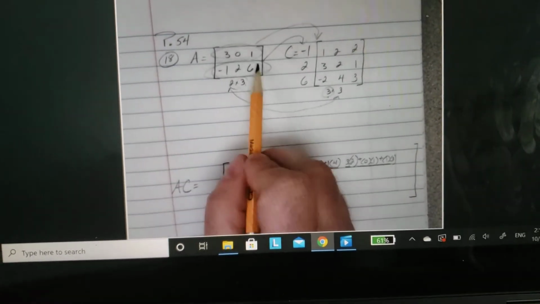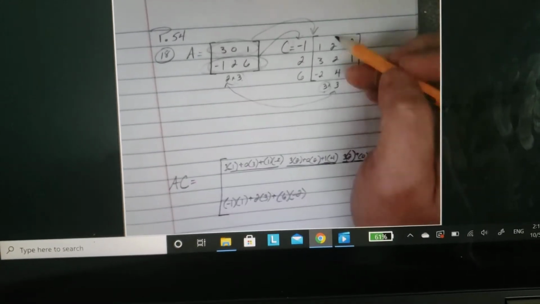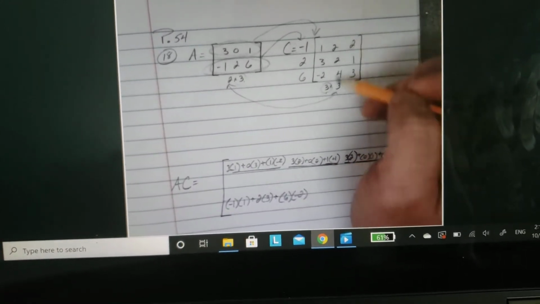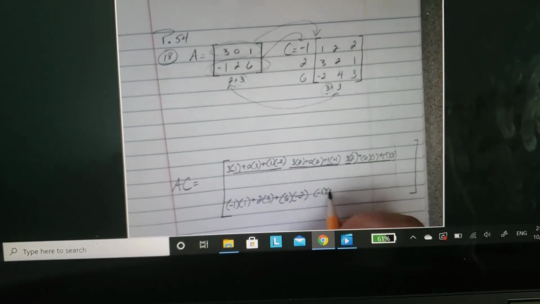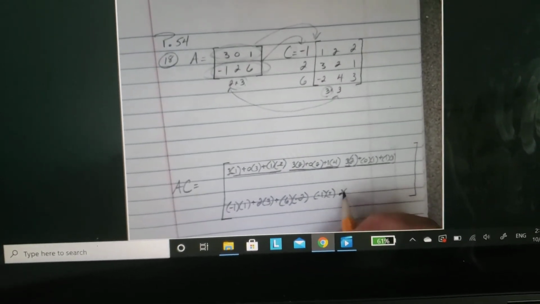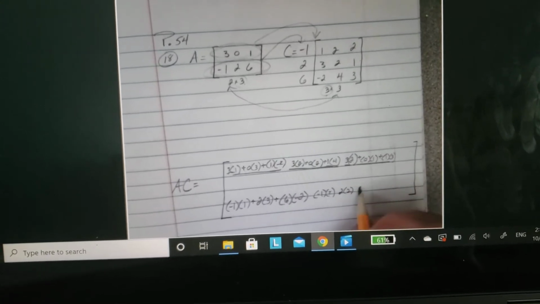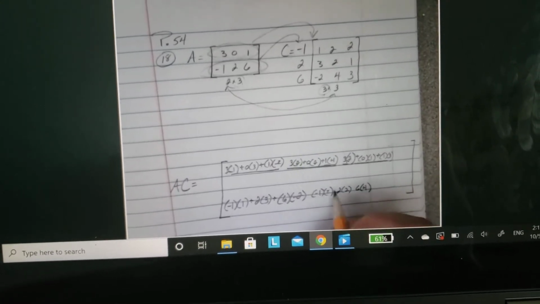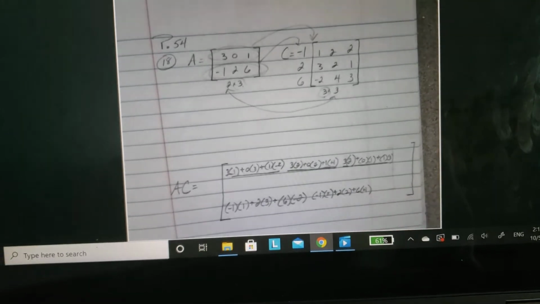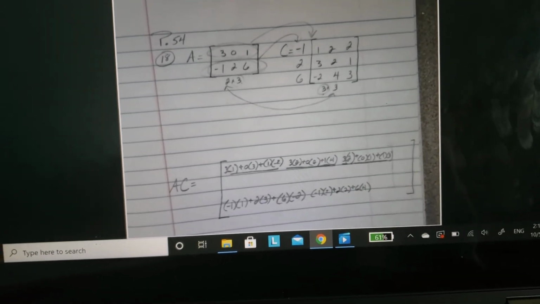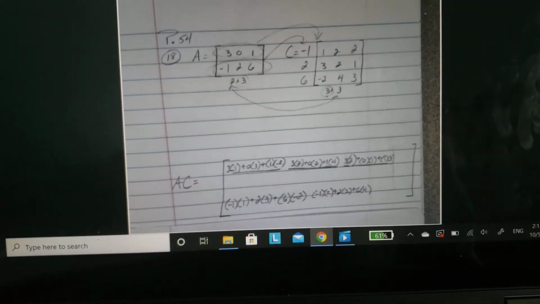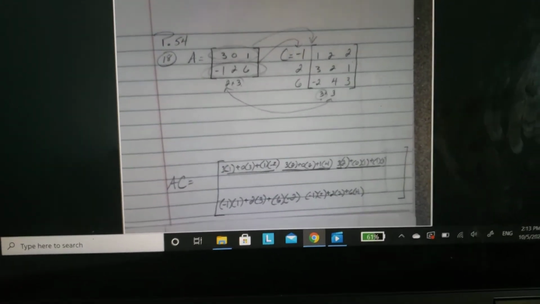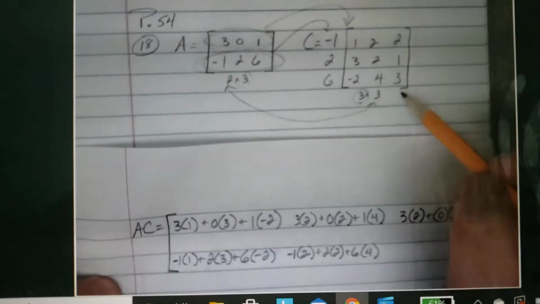If I take row 2 from matrix A, multiply it now by column 2 in matrix C, it's negative 1 and 2, that'll be multiplied. 2 and 2, that'll be multiplied. 6 and 4, that'll be multiplied. And we combine them. Then row 2 from matrix A times column 3 in matrix C.